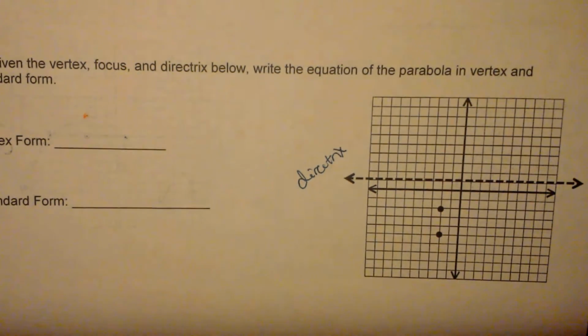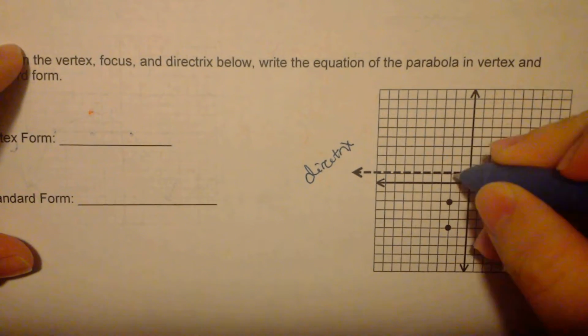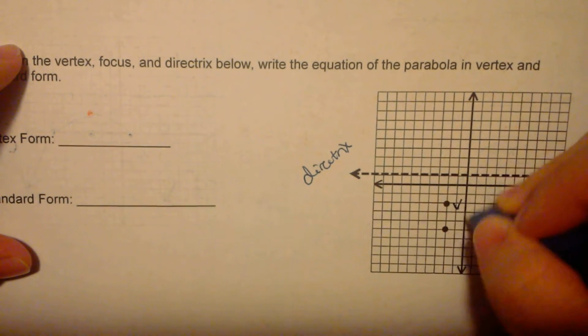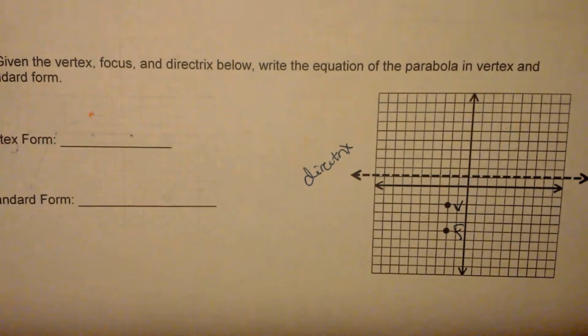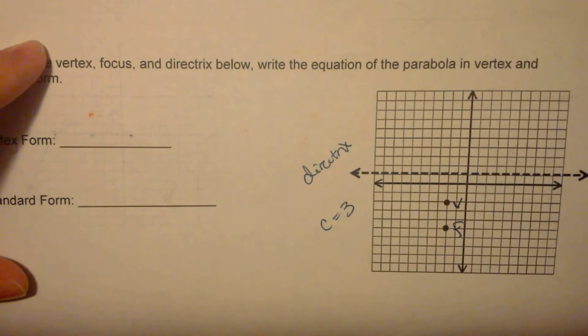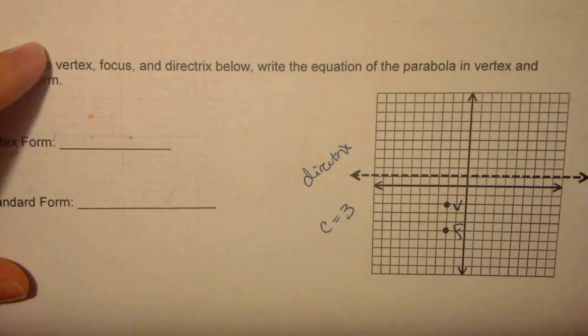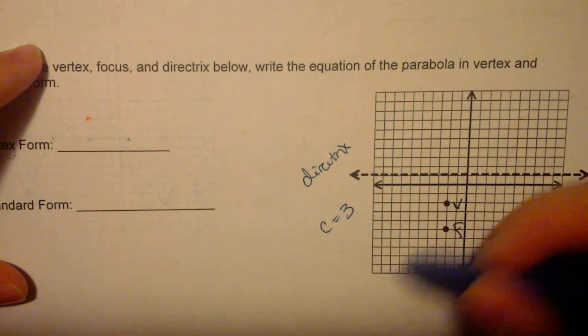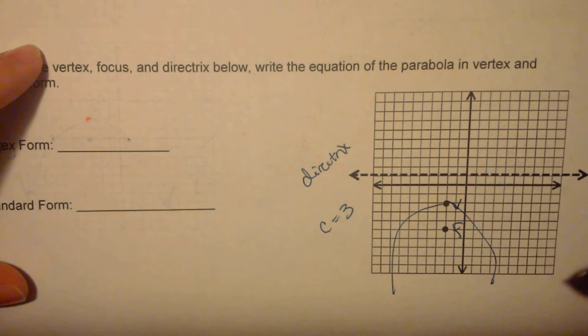So the definition of a parabola is a set of all points equidistant from a fixed line called the directrix and a point not on the line called the focus. So my vertex is equidistant from the directrix and from the focus. So this is my vertex, this is my focus. So the distance in between is 3, so C is 3. And it's opening down. Since I'm not going to go towards my directrix, I'm going to bend away from my directrix. So it ends up kind of going like this.